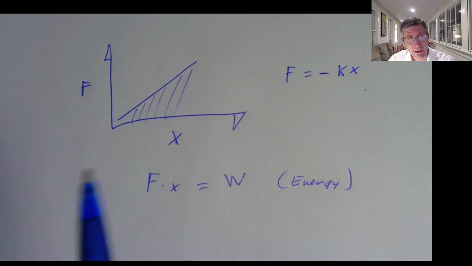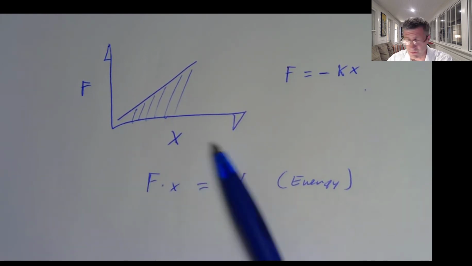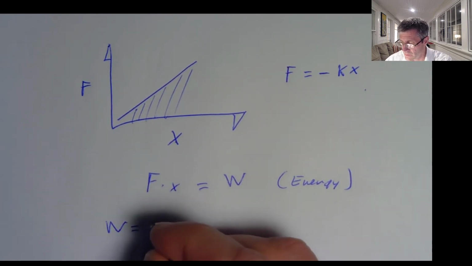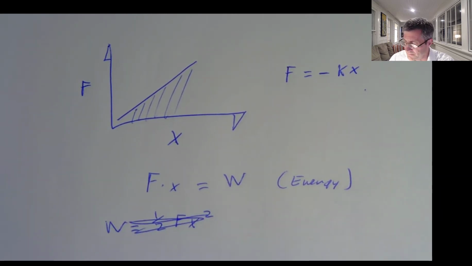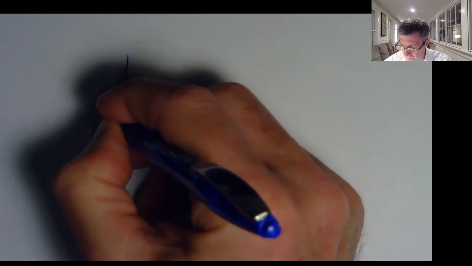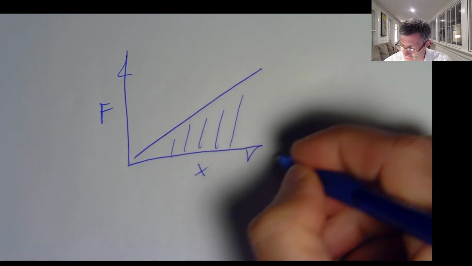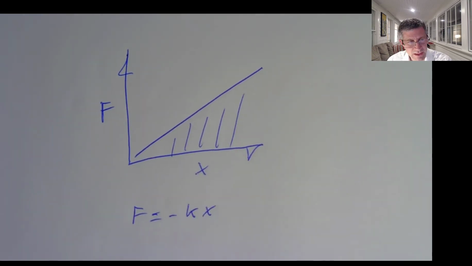So I can think about what energy I could put into a spring by coming up with an equation that represents the area of this triangle, right? So what's the area of my triangle? It's going to be one half force times distance. Let me try that again. So here's my force and my displacement, and I'm looking at the area under the curve. I come up with Hooke's law, which says force is equal to negative k times x.